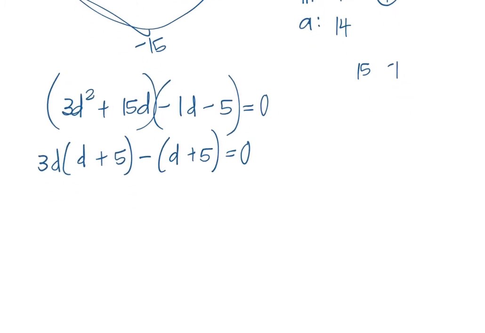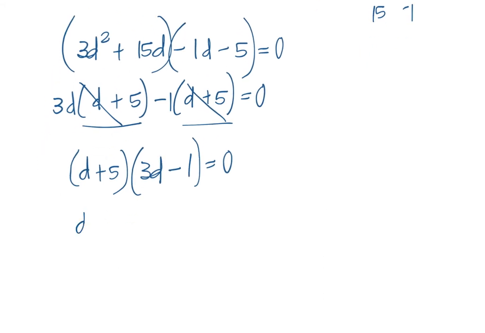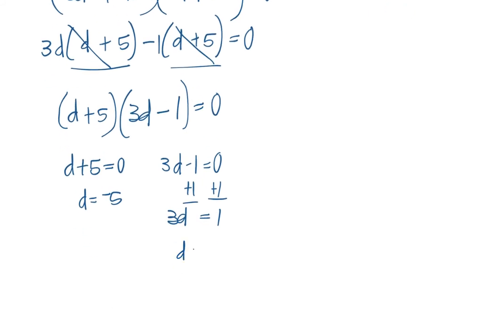Notice what we're left with in both cases is d plus 5. So if we pull that out, we're left with 3d, a minus sign, and we can just say 1. We must now solve, so set both factors equal to 0. We get d equals negative 5, and add 1 to both sides, divide by 3, and you have d equals 1/3. So negative 5 and 1/3.